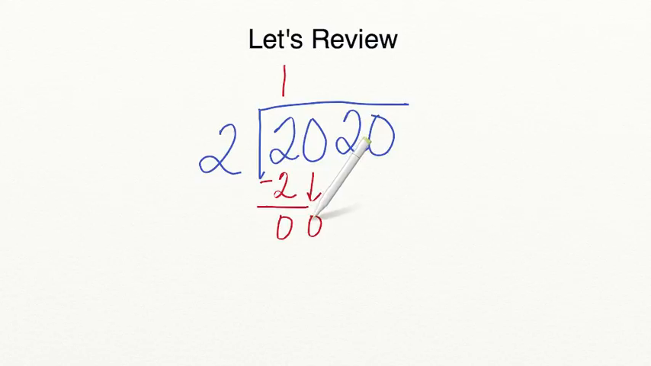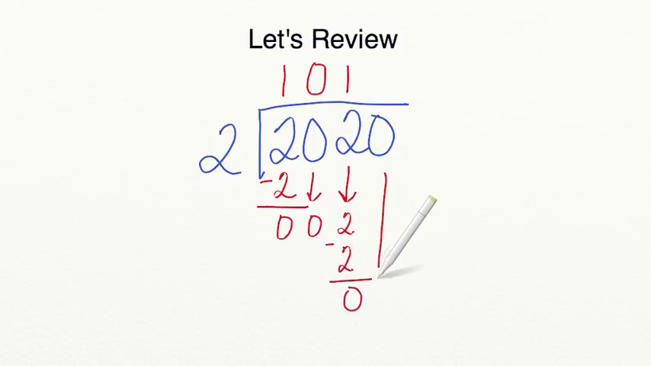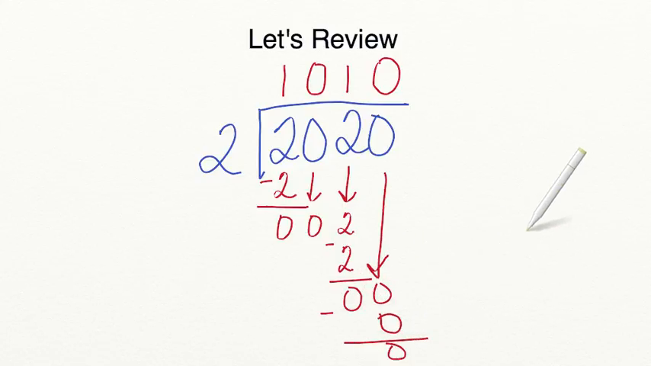Since 2 can't go into 0, I need to move to my next place value to bring down. But before I can do that, I need to make sure I put a 0 as a placeholder. So I'm going to bring down my 2, and 2 can go into 2 one time. 2 times 1 equals 2. And then I'm going to subtract down and bring down my next place value. Once again, 2 cannot go into 0, so I need to put 0 as my placeholder. And 2 times 0 equals 0. So now when I subtract down, my remainder will be 0.